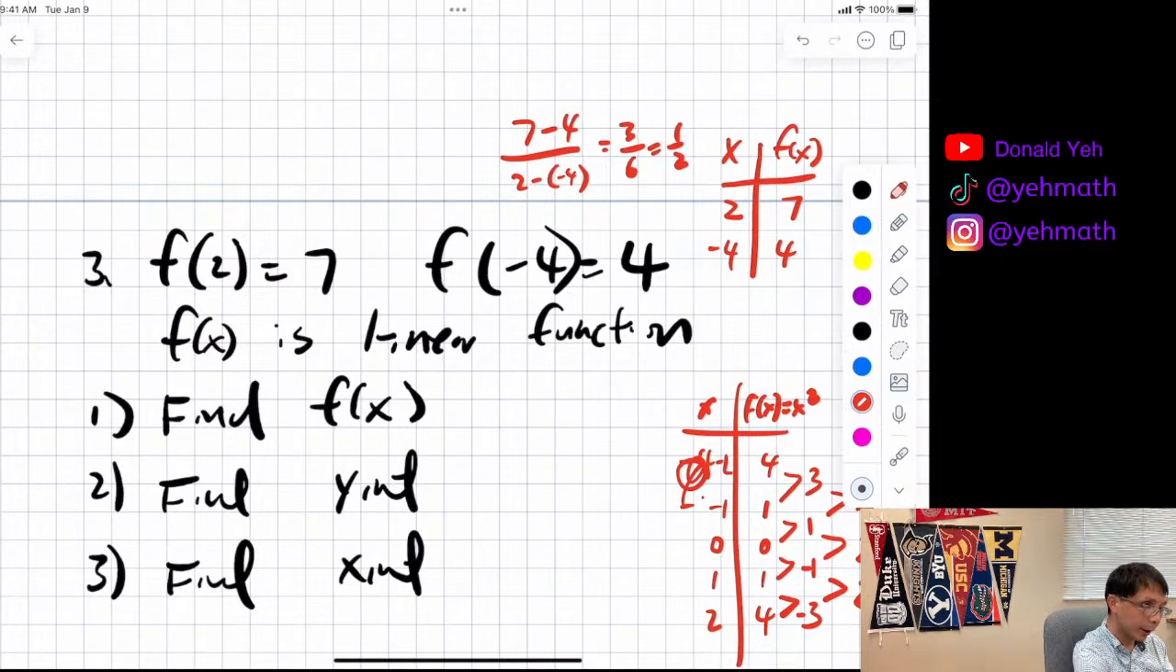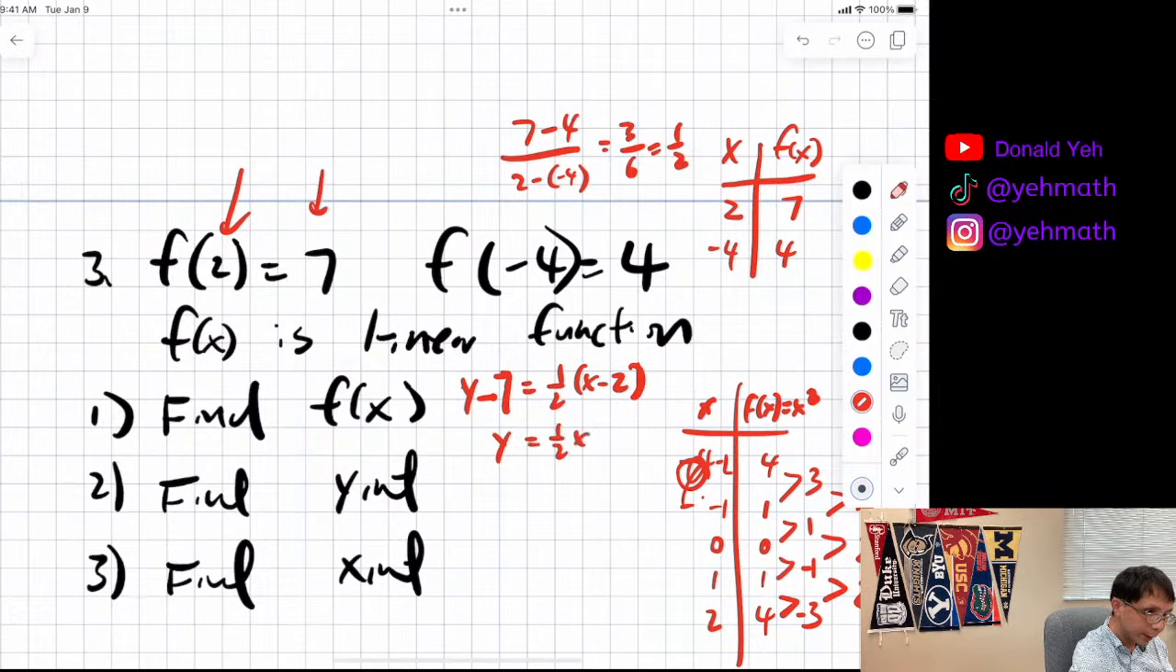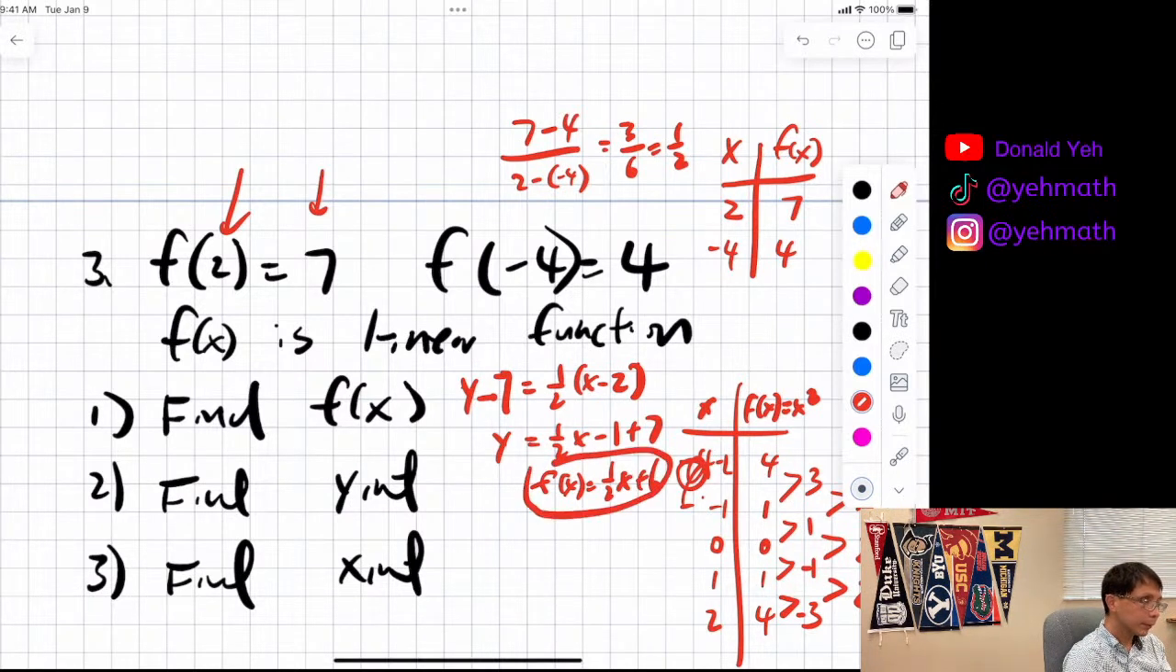So then you're going to use this point: y minus 7 is equal to what? 1/2 times x minus 2. Now, if I really want to get f of x by itself, then guess what? y equals 1/2 x minus 1 plus 7. So f of x is equal to 1/2 x plus 6. So this is the f of x function. If you want to find the y-intercept, plug in x equal to 0. So it will be (0, 6), I think.